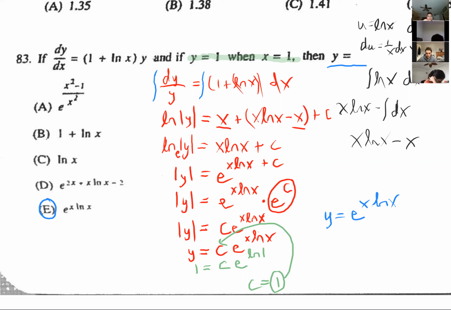All right, so any questions on 83? Or other questions on this page? 85. Let's look at 85. So I'm going to clear this out.